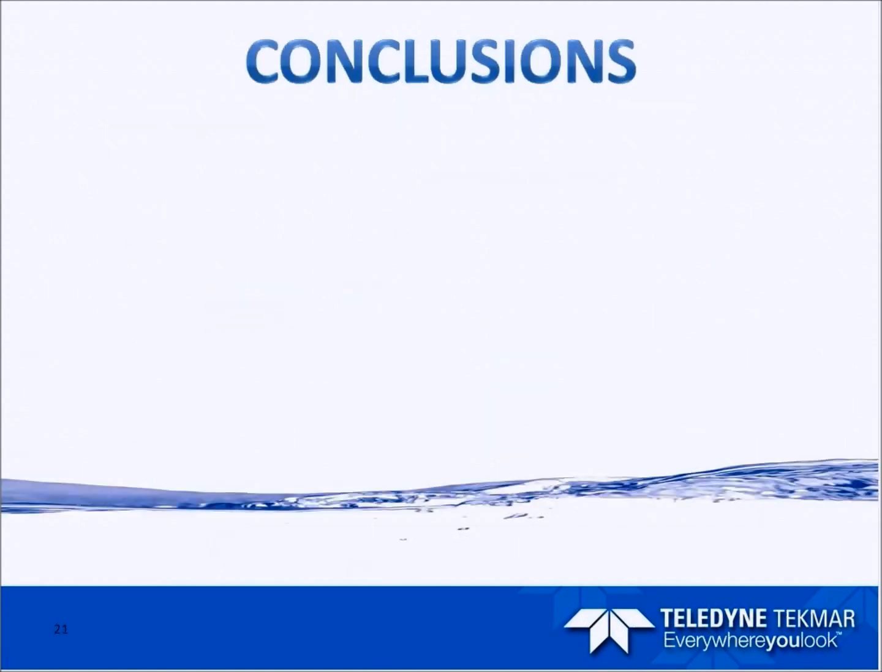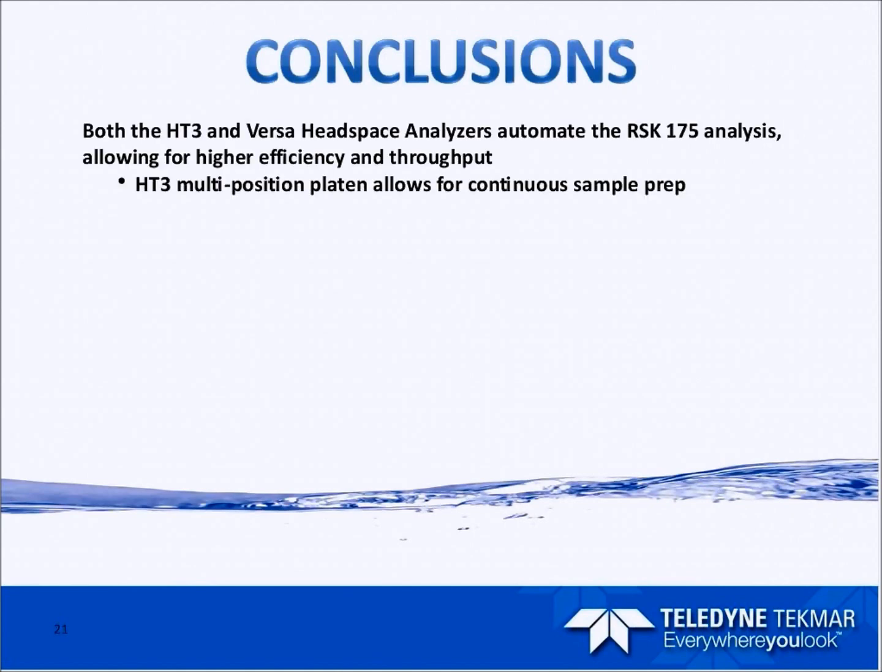So in conclusion, for the headspace analysis, both of them performed the automated RSK175, essentially the BOL 1619, very well. But again, the HC3 will cut down your sample prep time. So if you need the high throughput, that's definitely which way you want to go. But the Versa definitely gives you just as good quality data. It's just a little bit slower because it only has that one platinum position. So it just depends on your needs. If you need a higher throughput, then that's where you can go.